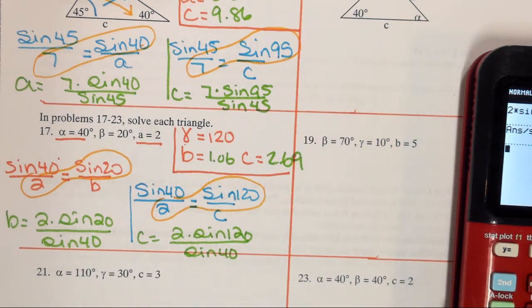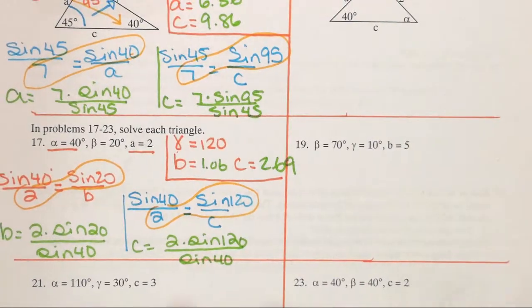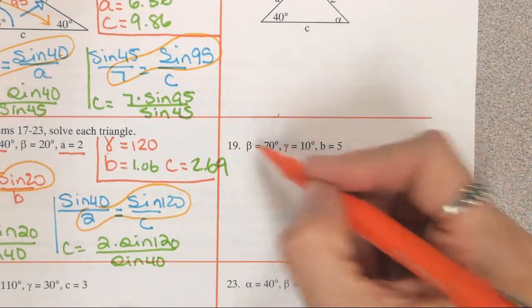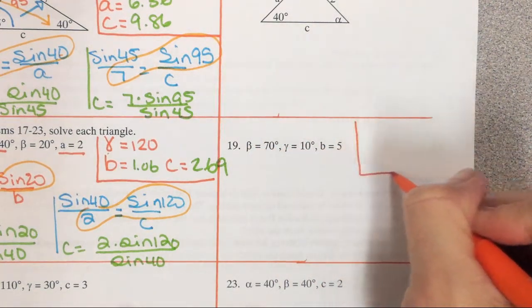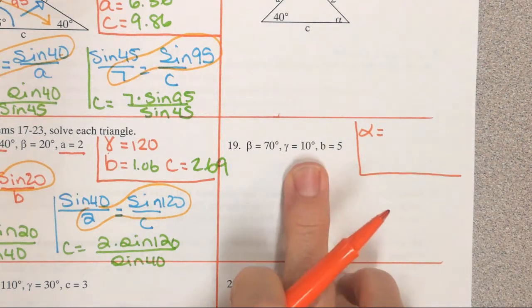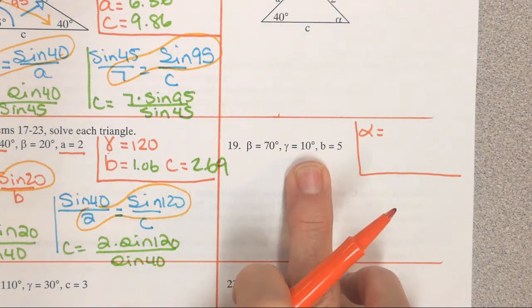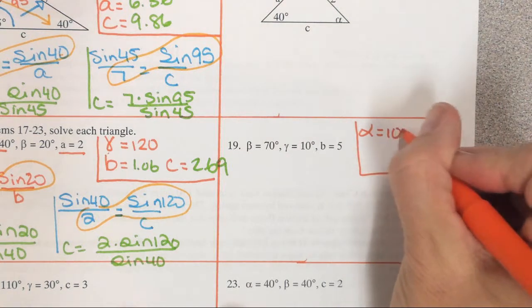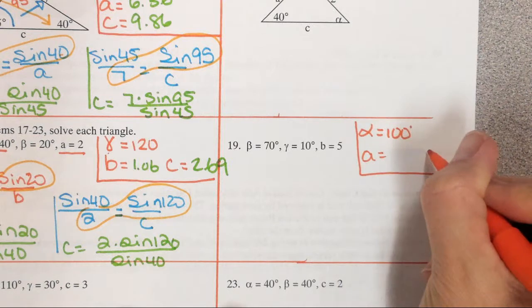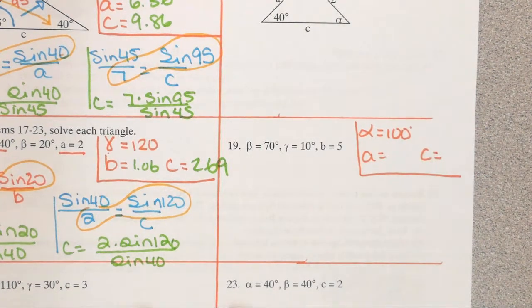Okay, so seems pretty easy to me. Let's go do number 19. Exact same process. So on 19, they gave me beta, they gave me gamma, the alpha's missing. So alpha equals 70 plus 10 is 80. 180 minus 80 is 100. They gave me B, so I'm going to go find A, and I'm going to go find C.